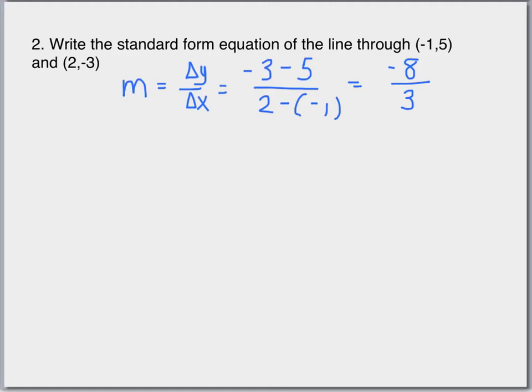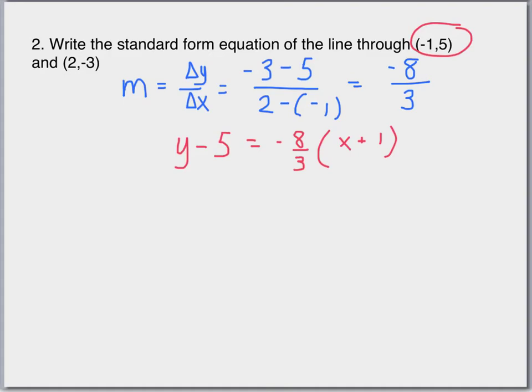So now I'm going to go right to the point slope equation to get it in there. So it's going to be y minus, I can use either of the ordered pairs that I'm given here, so I think I'm going to use this one right here. Y minus 5, the slope is negative 8/3, I'll plop that in there. And then it's going to be x minus a negative 1 or x plus 1.